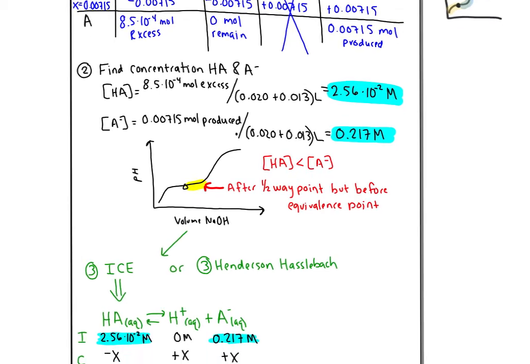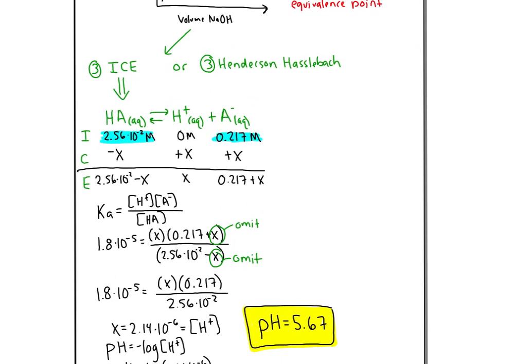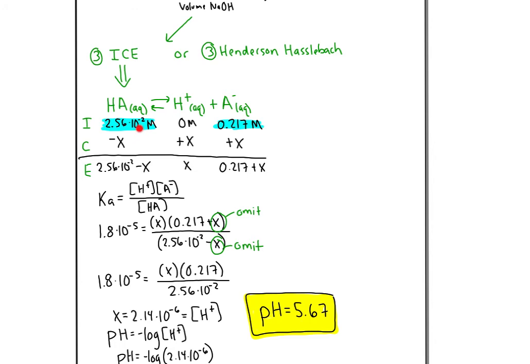We can use those numbers and do ICE, or we can do the Henderson-Hasselbalch. So here's my ICE table. I take those molarities we just found with my Ka equation, so that's always the weak acid breaking apart. We move towards the zeros, even if there's just one, so minus x, plus x, plus x. I have my Ka expression. The Ka for acetic acid was provided. I'm going to omit both this plus x and minus x because Ka is small. And then I can solve for x.